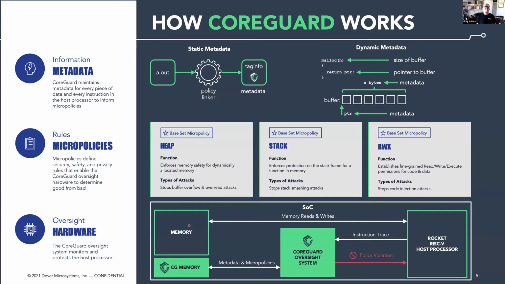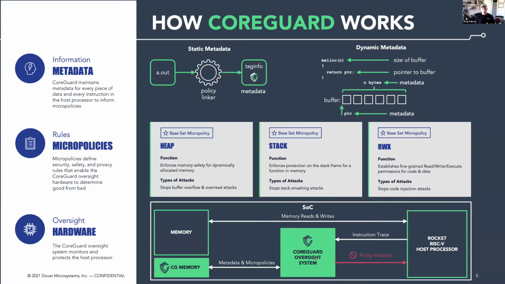Again, this is an extremely high-level, quick overview of the technology that we use to implement this fine-grained information flow control. It's called CoreGuard from Dover Microsystems. Looking at the bottom of the screen here, you'll see we start with a RISC-V host processor. In this particular project, it's a Rocket-based RISC-V host processor. We grab instruction trace with data addresses as well into hardware IP that sits on the chip next to the processor, grabbing the instruction trace at runtime.